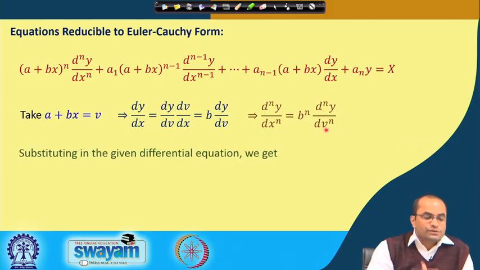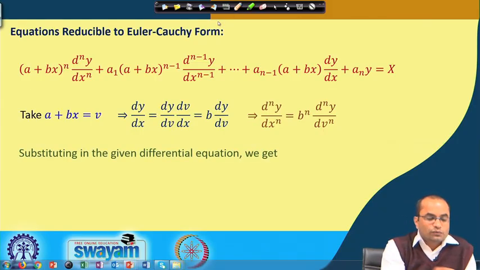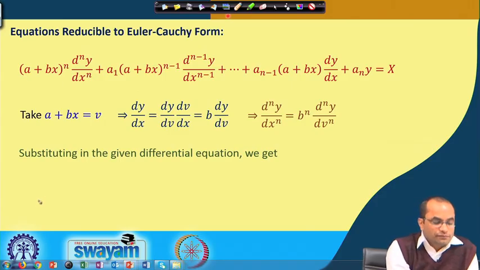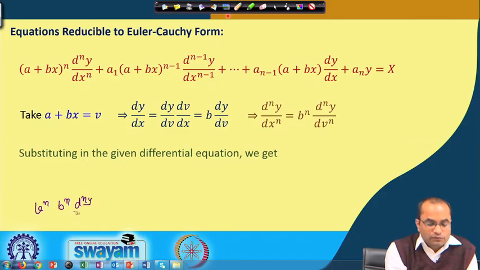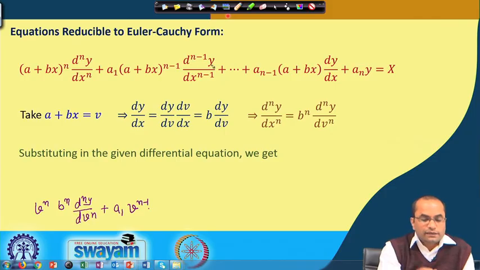So, now if we substitute this into this equation, what will happen here, this will be having this v power n, and then dny over dxn will be this b power n and dny over dvn. The second term will be a1, and here we will have v power n minus 1, and this will be converted again to the n minus 1th order derivative from here.